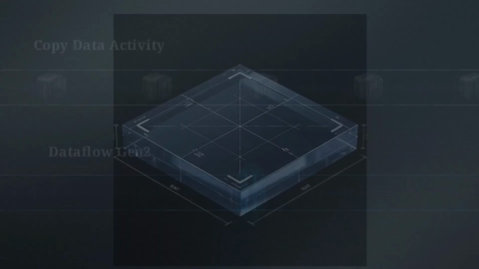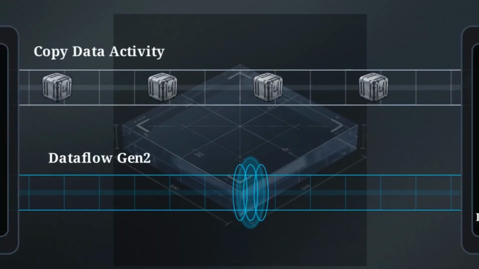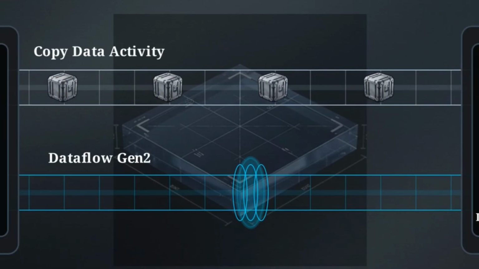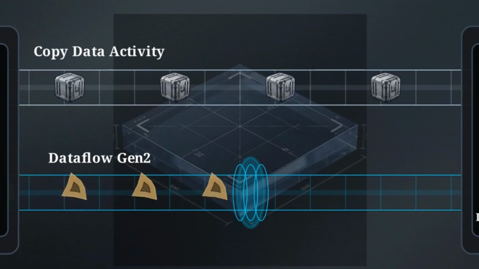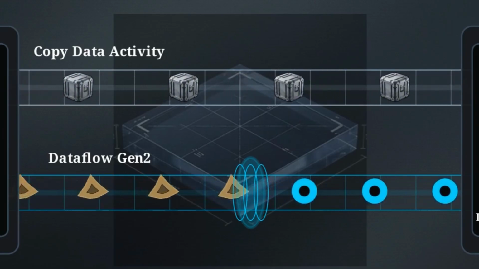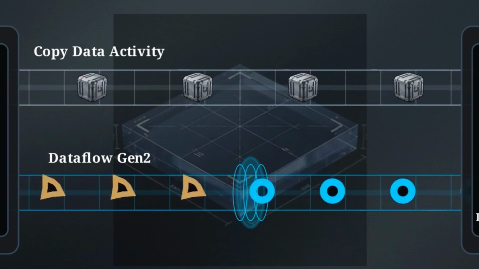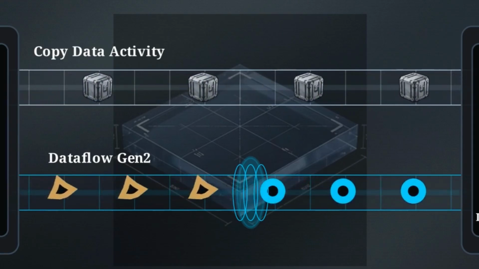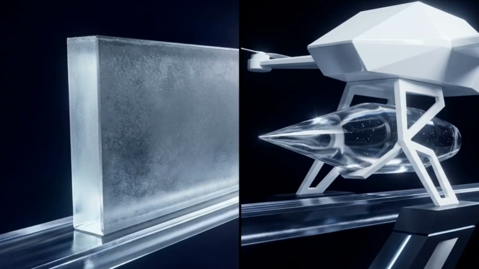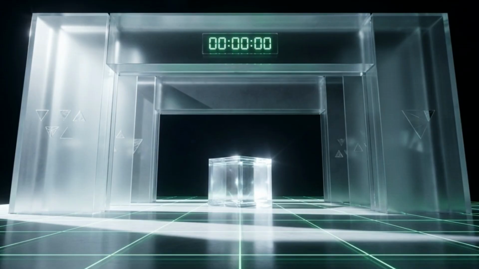Copy data is your heavy cargo ship, lifting and shifting giant, unrefined blocks of data without changing them. Beside it, Dataflow Gen 2 acts as an agile shuttle, deployed for smaller streams of data that need to be actively cleaned and reshaped in transit. When you match the right shuttle to the right cargo based on the task size, the entire system stays clear and the information arrives exactly when it is needed.